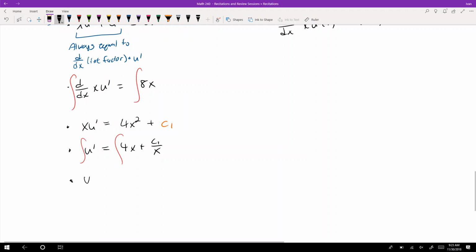So then I get u is equal to the integral of all this, that's 2x squared plus c1 ln x. All right, and now we need to add the new constant of integration, c2. So that's u.